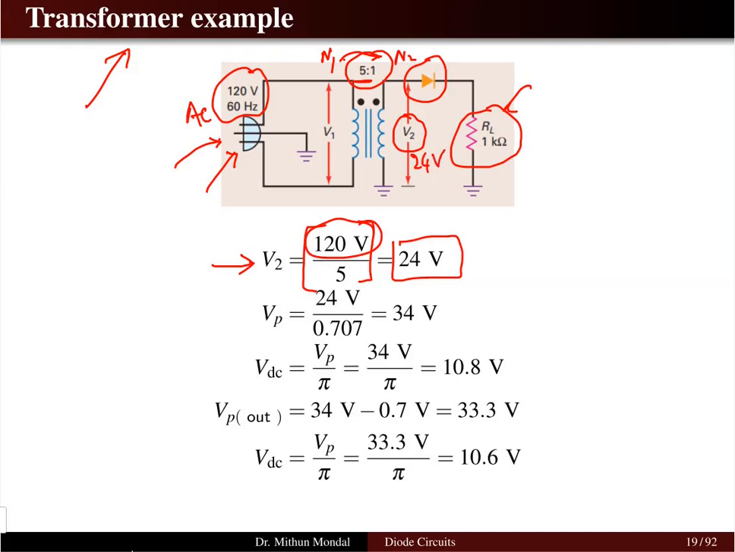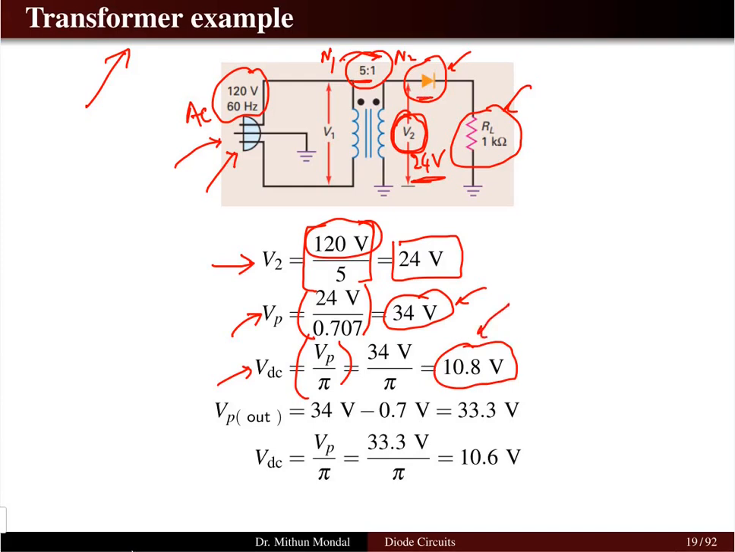But this is the RMS value. We need the maximum value, so we divide by 0.707, which gives us 34 volt. So the maximum voltage of V2 is 34 volt, and with the diode we convert it into DC, and the average value we get is Vp by pi, which is 10.8 volt. Remember, this is for an ideal diode, for calculation purposes.